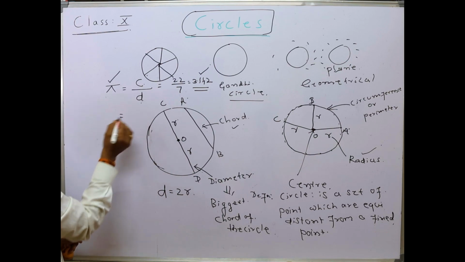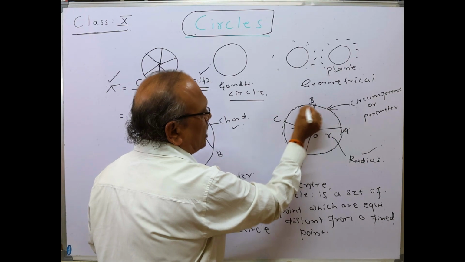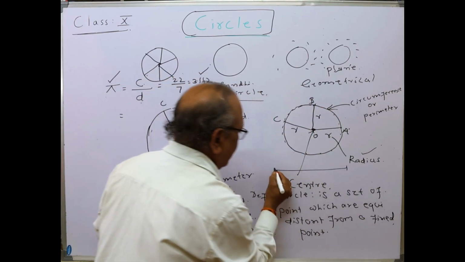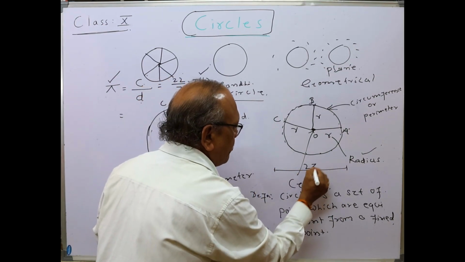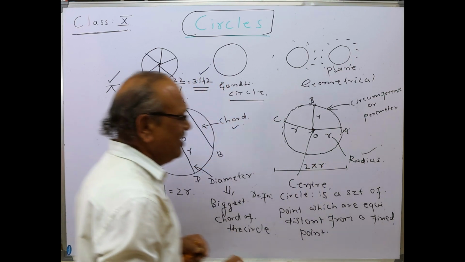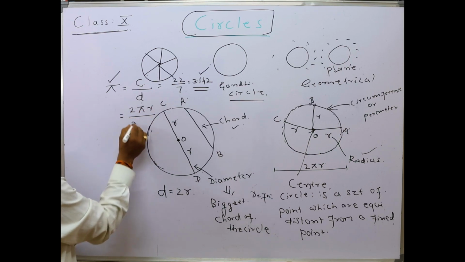What is the formula to get the circumference of a circle? Circumference means the total length of the circle. If I cut this circle and convert it into a straight line, and if I measure this length, that length is mathematically found to be equal to 2 pi r. You know that the diameter is 2r.